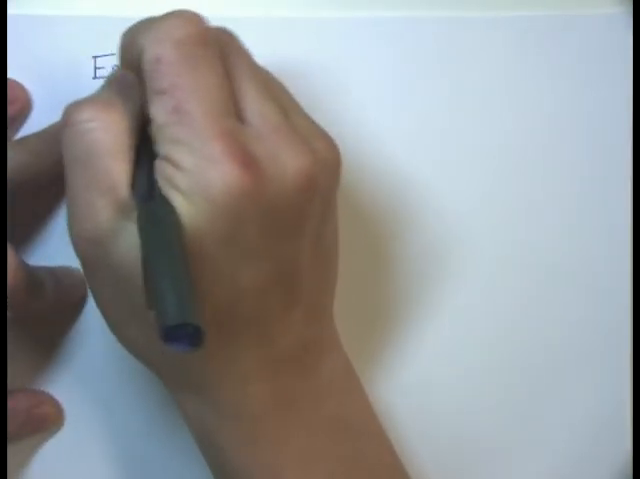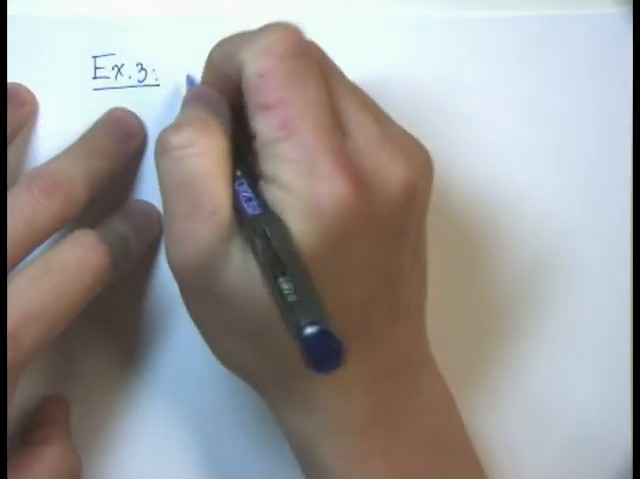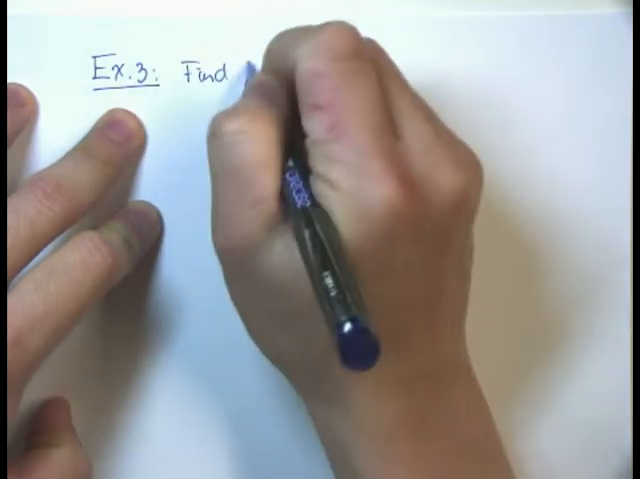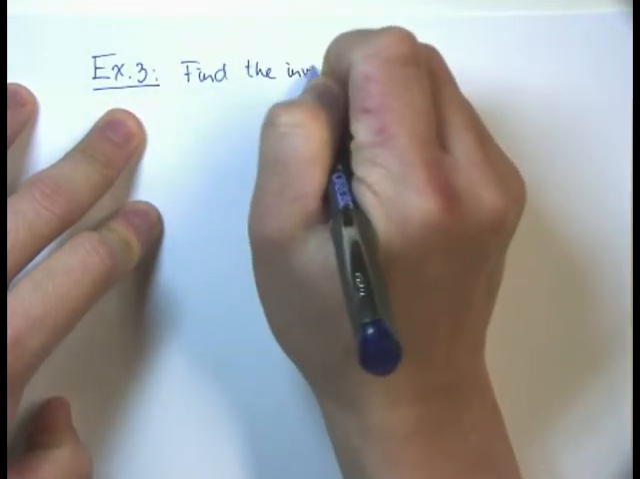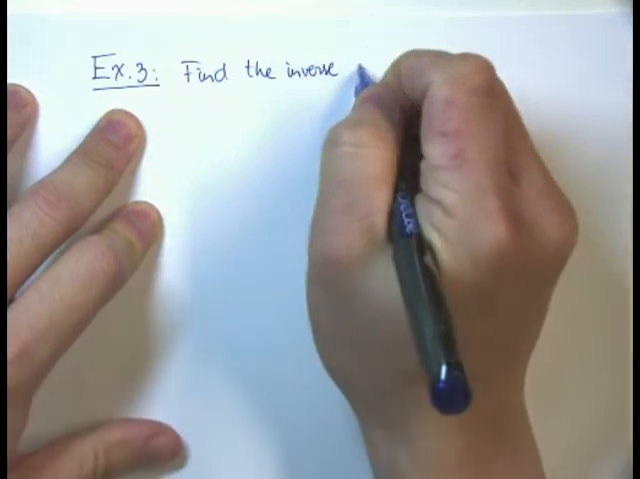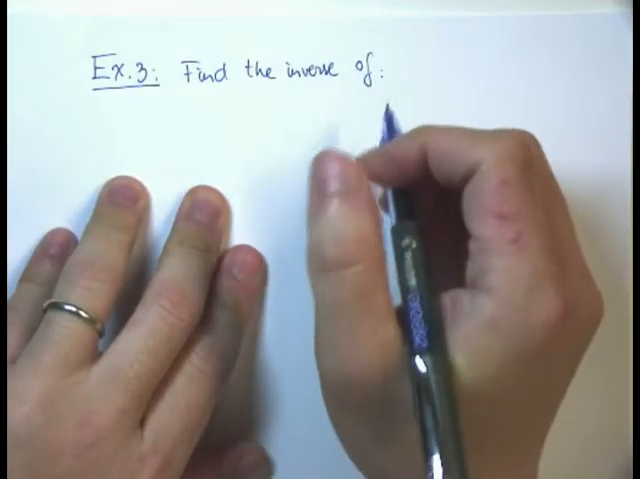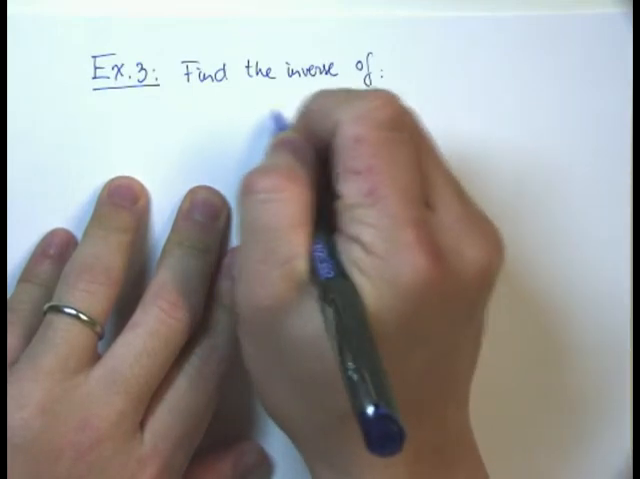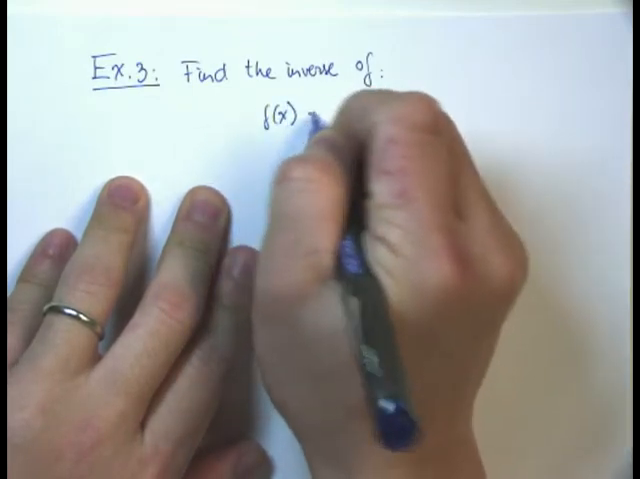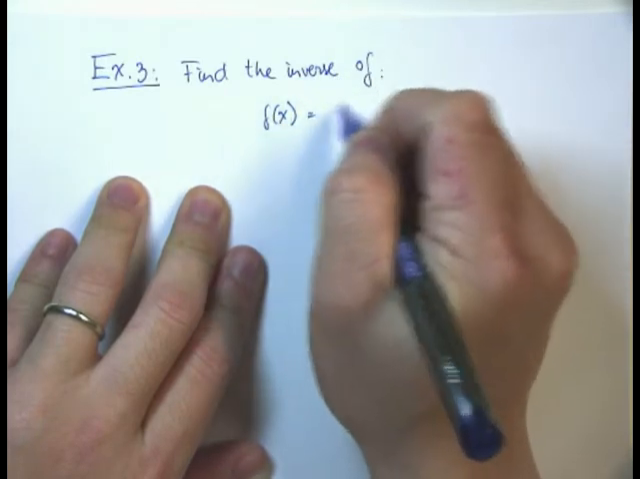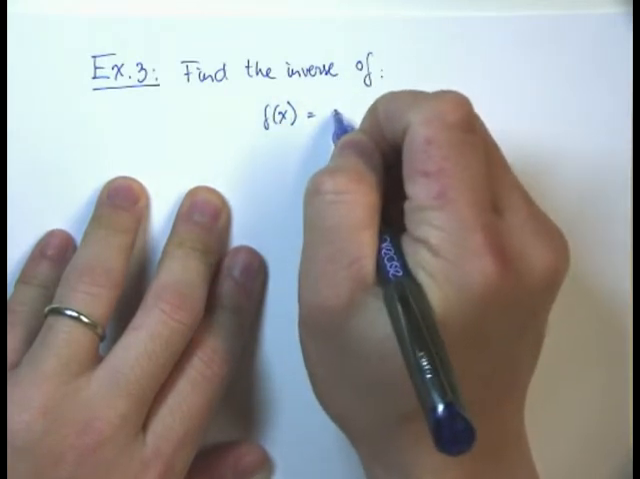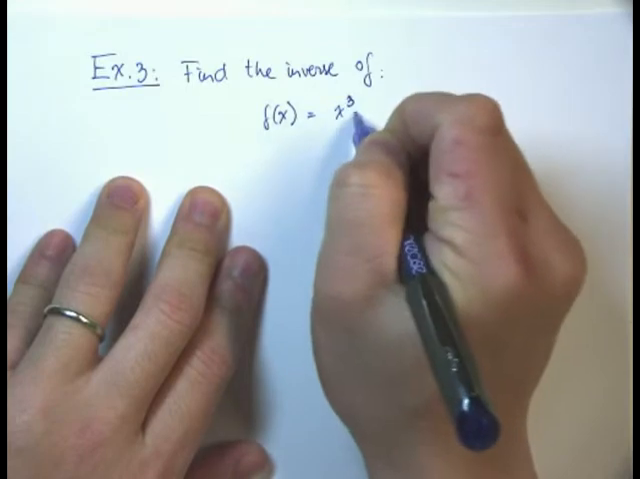Let's look at another example where the function grows a little more challenging. So here in my example number 3, we would like to find the inverse again. Find the inverse of, and the function that I have here is going to be f of x equals x cubed minus 1.